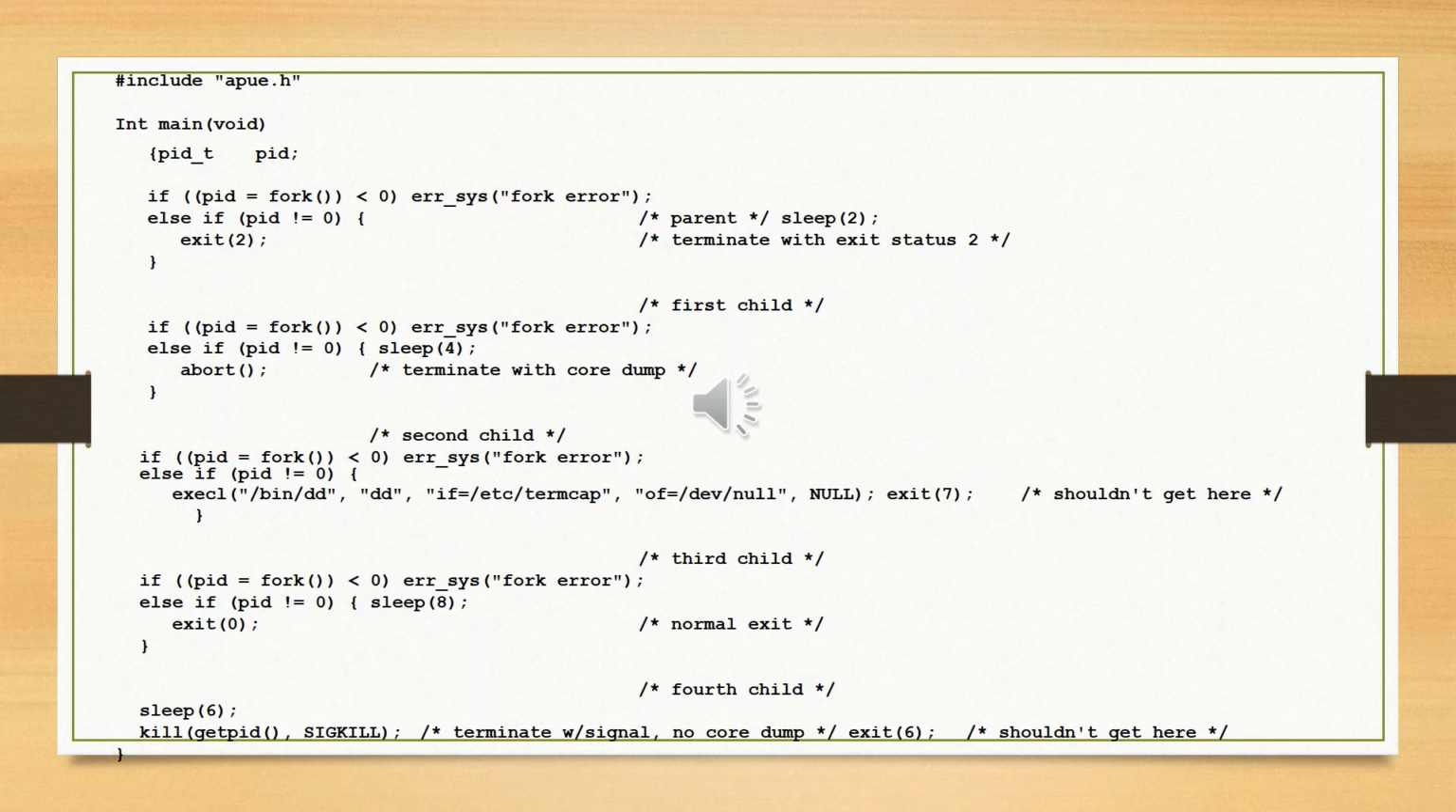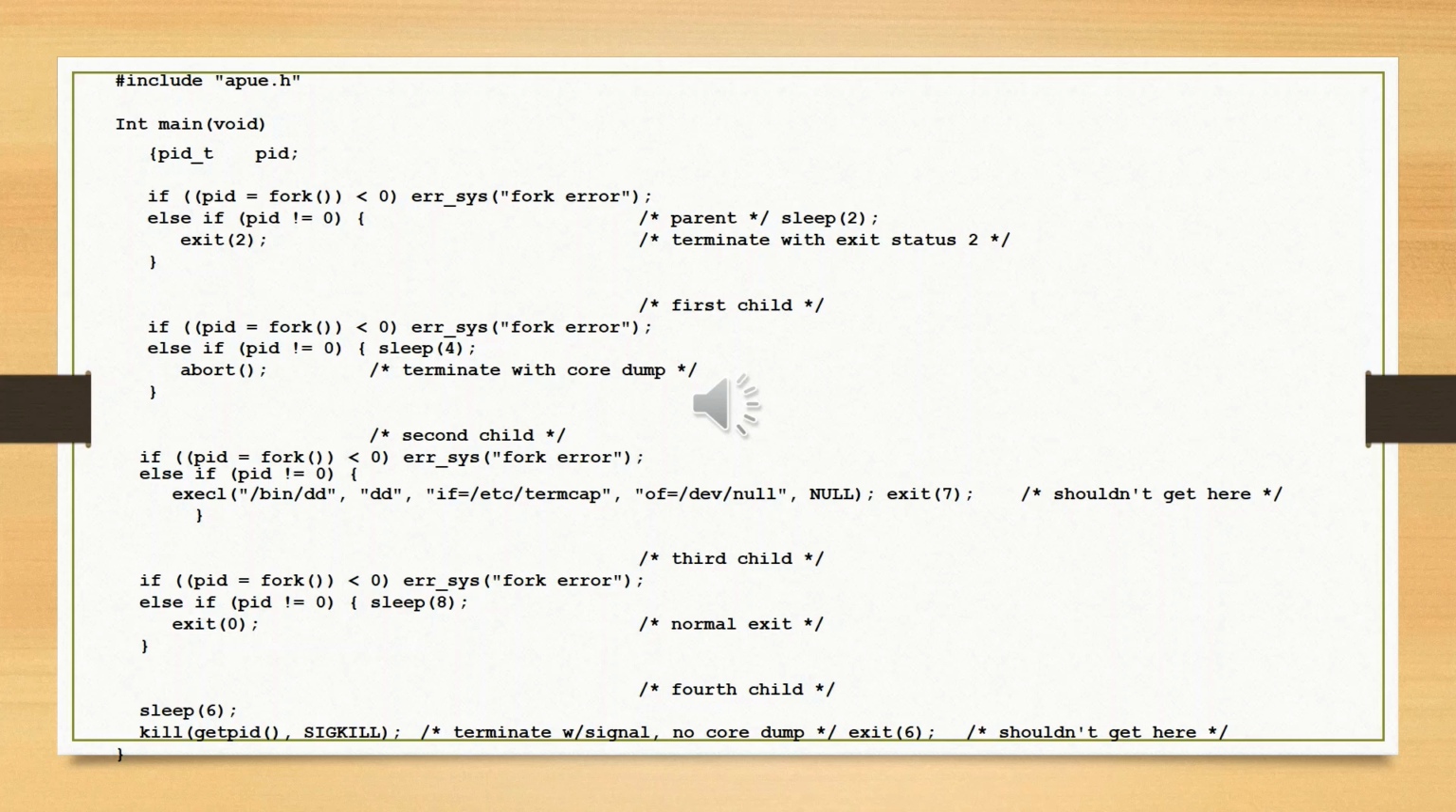If PID is equal to fork less than 0, then generate a fork error, not possible to create. Otherwise, PID is not equal to 0, then once again you go for sleep for 4 seconds. Then abort should be called, nothing but abnormal termination to dump the corresponding process. Otherwise, you can call some second. This is for the first child process.